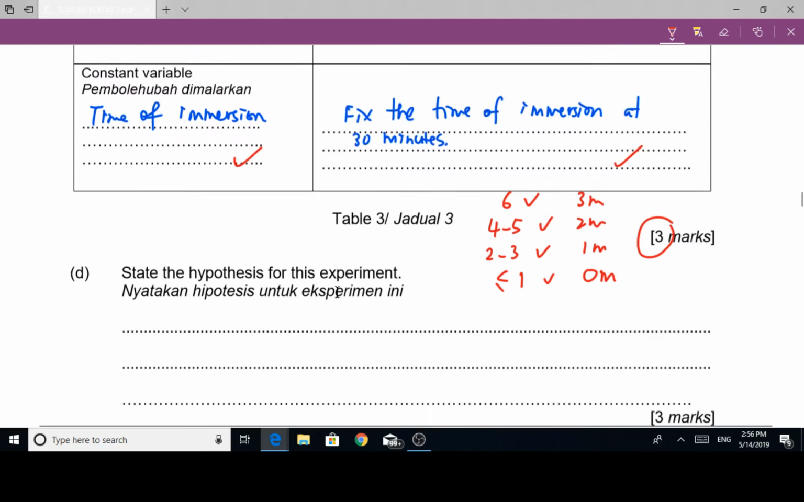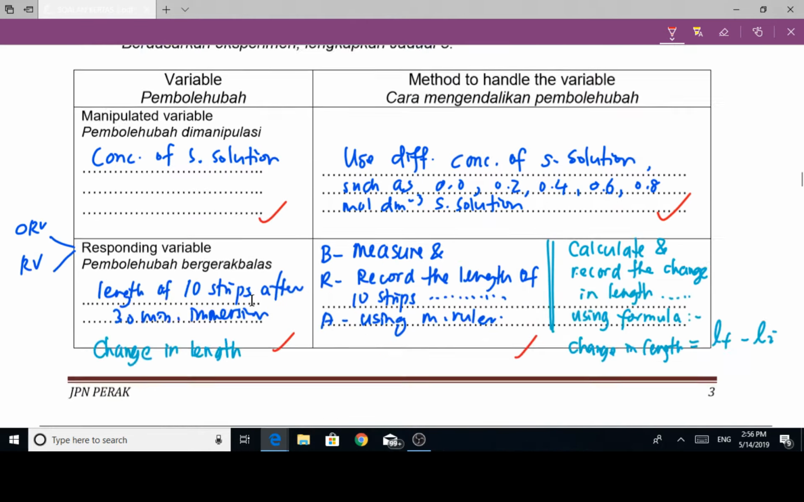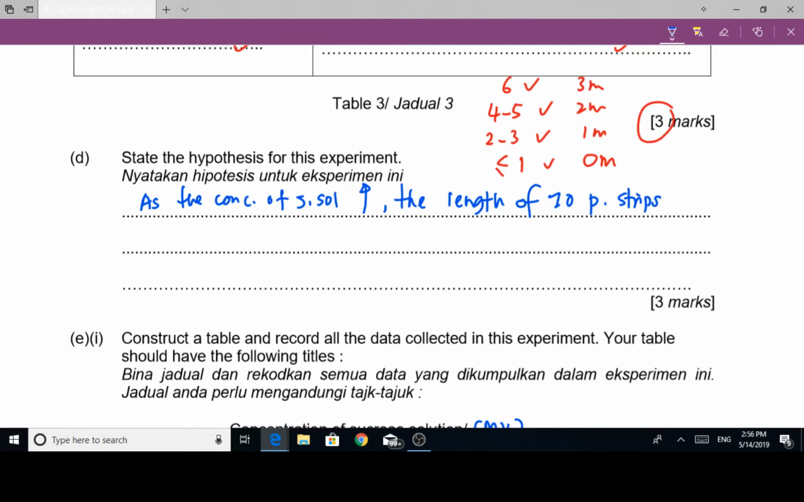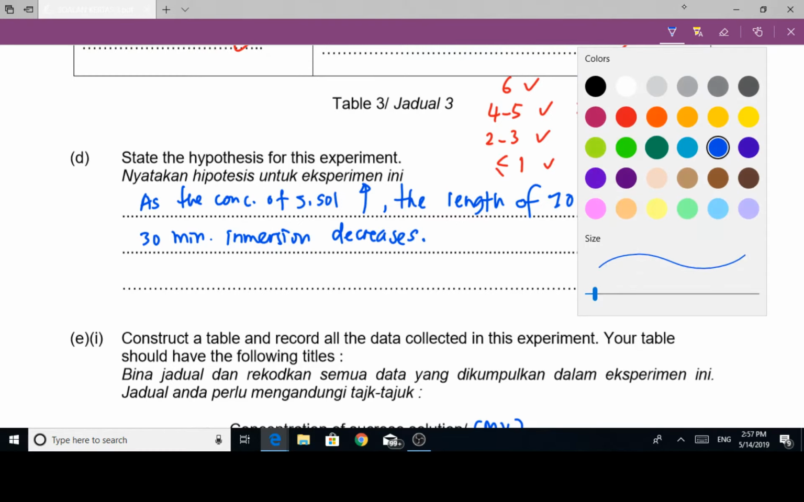Now let's look at it. So if you look at the concentration of sucrose solution, can it be measured? Yes, it can be measured. So I'm going to use the first template. As MV increases, as the concentration of sucrose solution increases, I can choose to write the ORV or the RV. So let's say the length of 10 potato strips after 30 minutes immersion decreases.